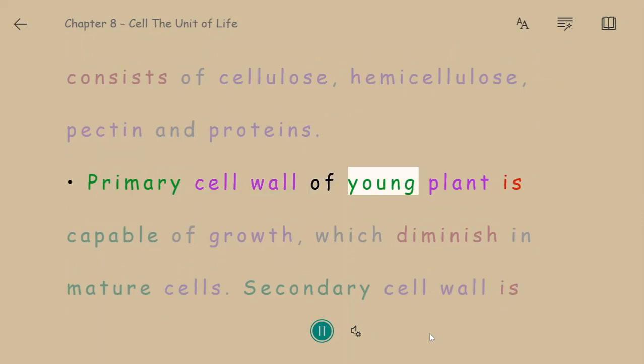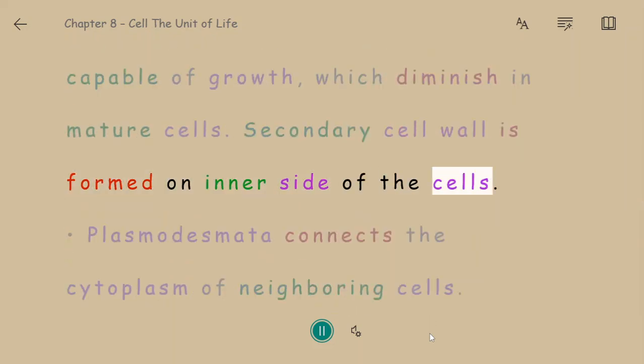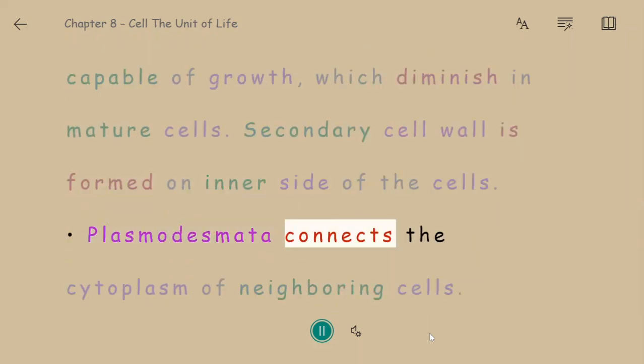The primary cell wall of a young plant is capable of growth, which diminishes in mature cells. The secondary cell wall is formed on the inner side of the cells. Plasmodesmata connect the cytoplasm of neighboring cells.